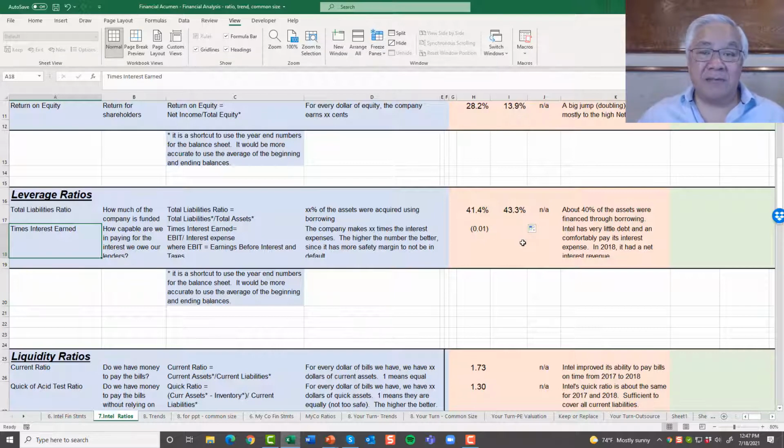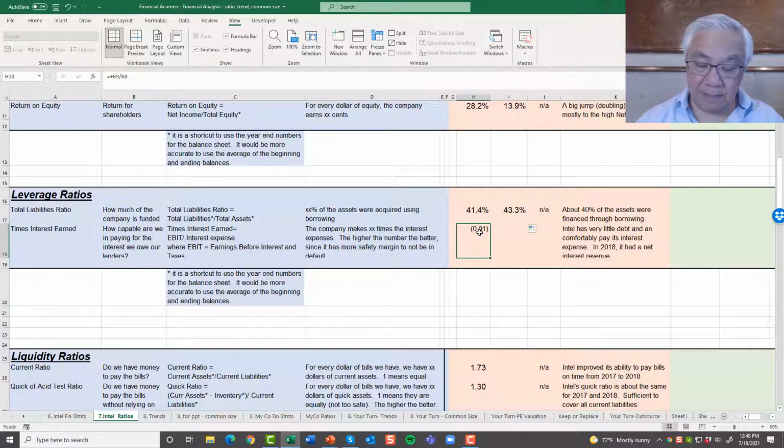But if it says for every dollar of interest, I have $20 of profit. Oh, okay. If I earn $20 in profit, I'm happy to pay just $1 in interest, right? So we want this rate to be high, and that's what this represents. Let's go and compute this from scratch.